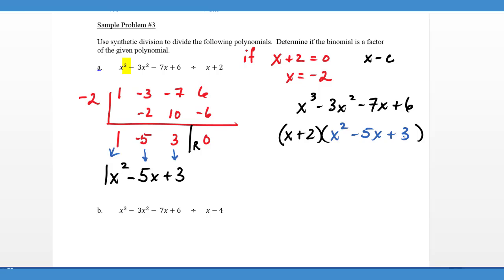And what you can do is you can always multiply these two parts back together to see if it's factored correctly, and you should get the original polynomial. So in part A, we do have a factor, and we have a remainder of 0. And using the division, we've got the resulting polynomial that you would multiply to the factor. So let's try that again on part B.